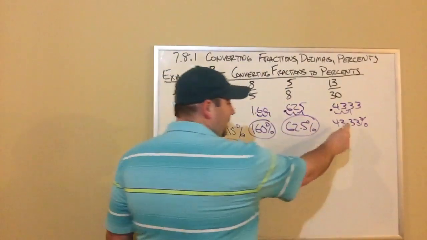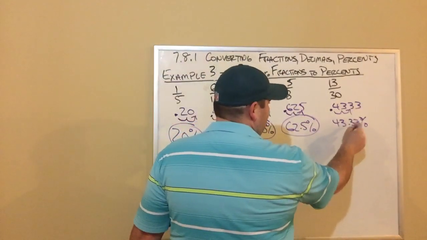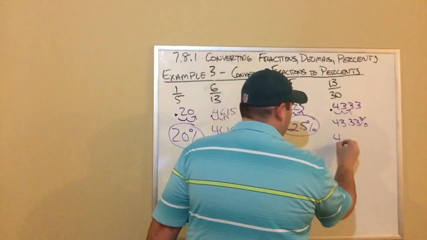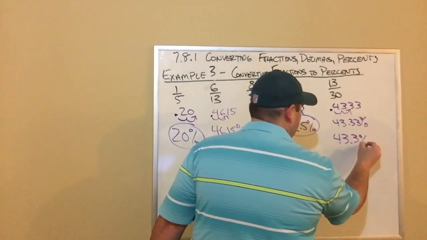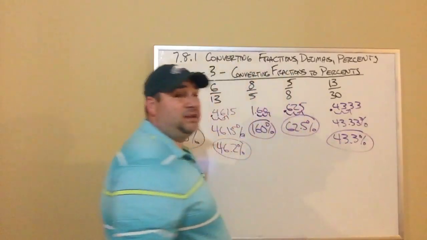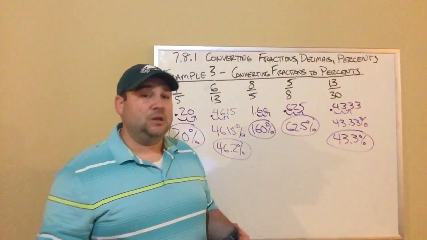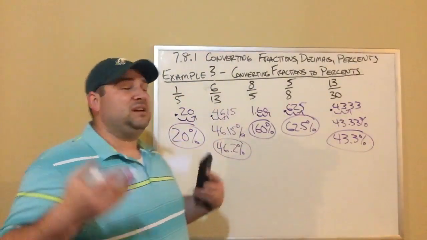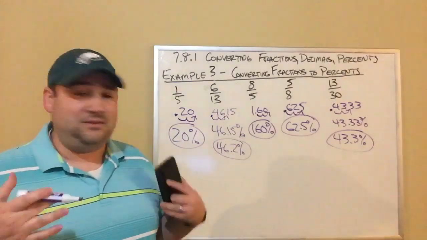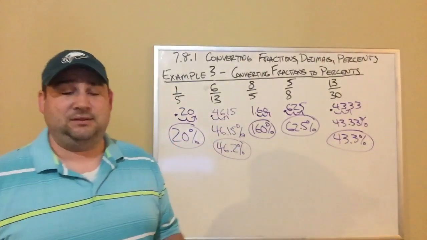Got to round that to the nearest tenth. I look at the 3. The 3 has a 3 after it, so it's not going to be rounded up. So it'll be 43.3%. Now, I know some of you are looking at that, and why can't we use a repeating symbol? You technically could, but because the directions are going to be round to the nearest tenth, you don't put the repeating symbol, just round it to the nearest tenth.